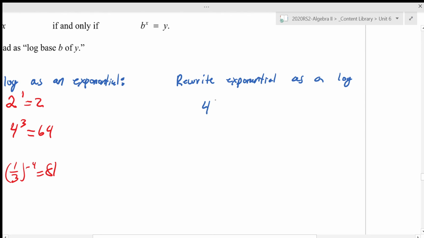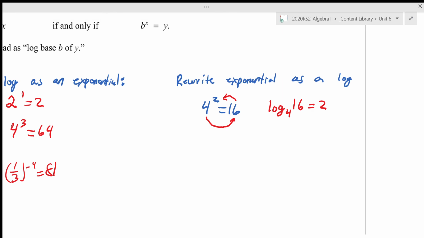So we could start with something like 4 squared is equal to 16. And it turns out you do it the same way. We'll start with log base 4 of 16 is equal to 2. And I want to take a minute here to explain what log base 4 of 16 means and why it is equal to 2.